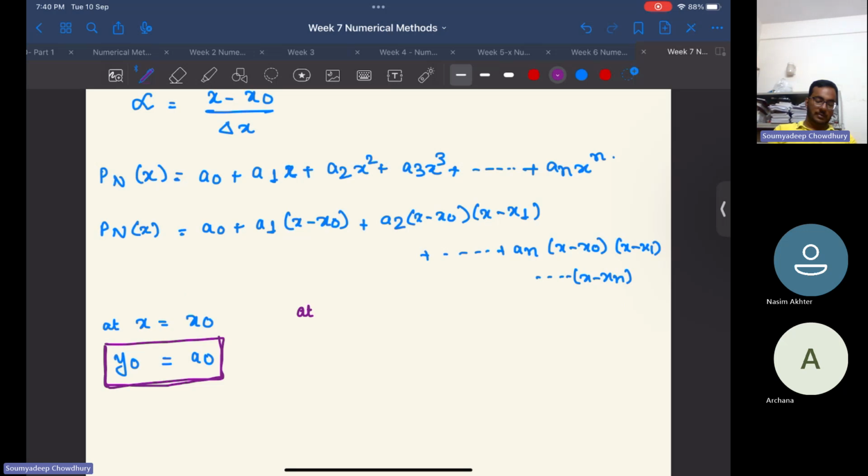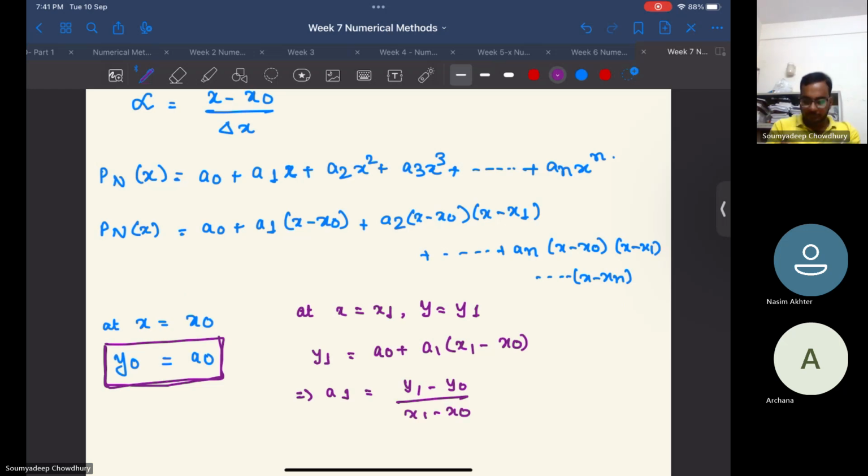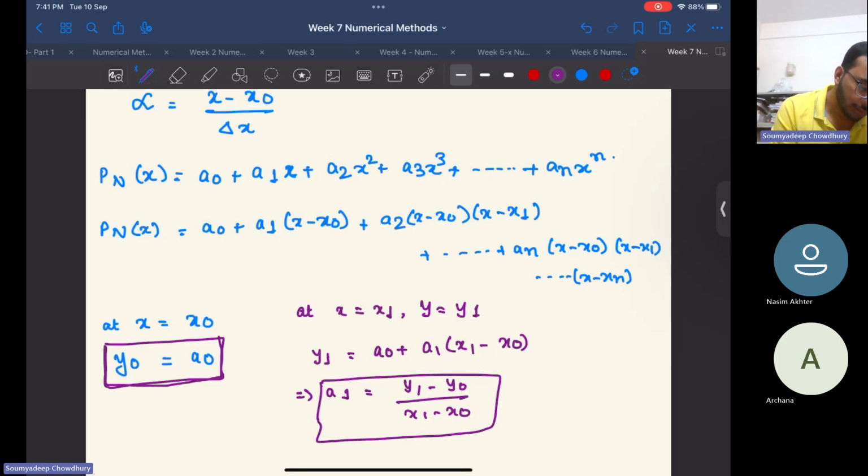Similarly, at x equal to x1, your y is equal to y1. So we substitute this one: y1 equal to a naught plus a1 times x1, and all other terms will go to 0. So from this, if we try to find out what a1 is, it is basically y1 minus a naught, which is again y naught, so y1 minus y naught. So we have found an expression for a naught here.